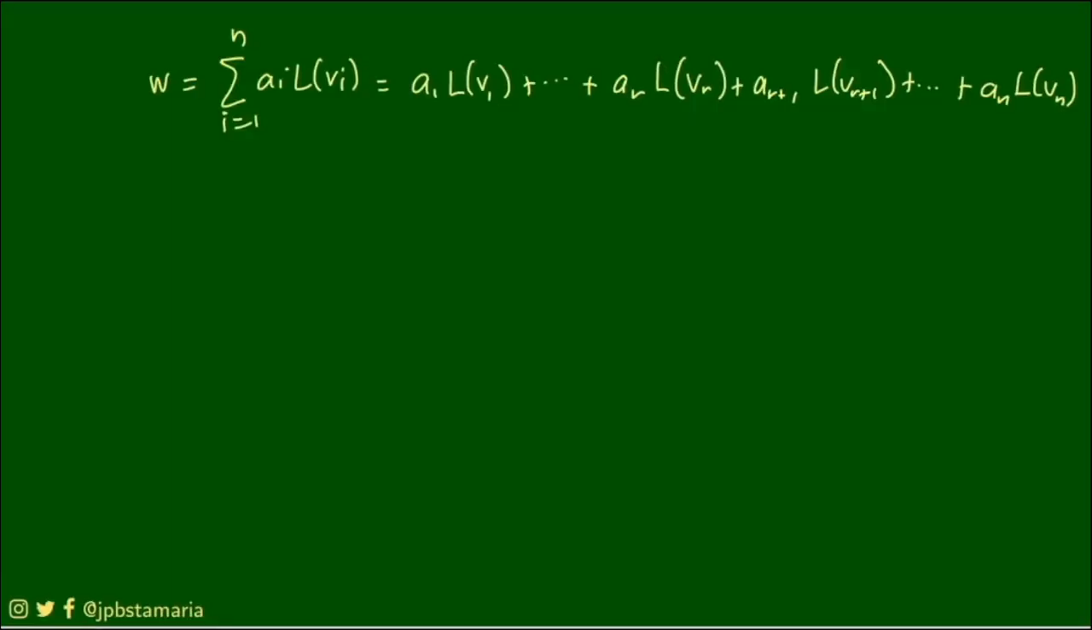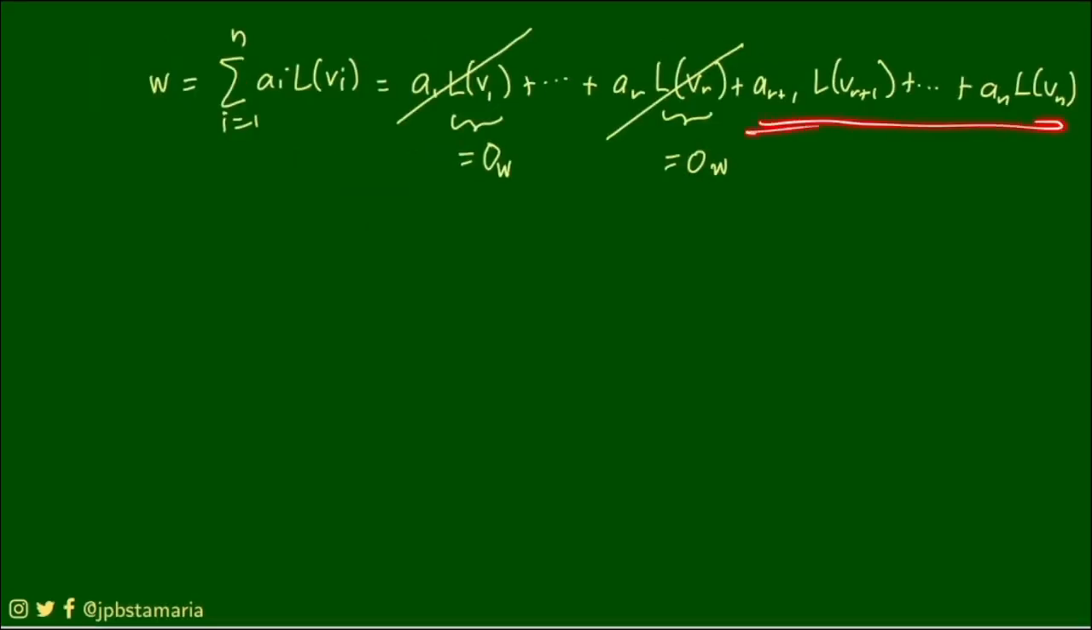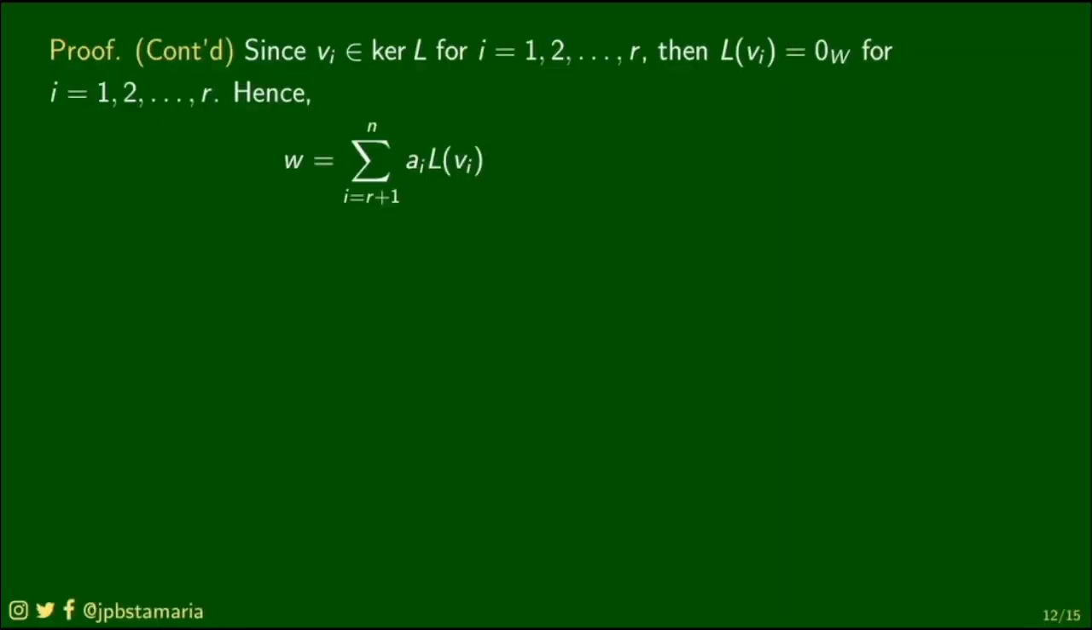So if they are in the kernel, these vectors will simply be mapped to 0 in W. So all of these are 0. So what we are left with is that W is nothing but the sum of a_i L(v_i), i from r plus 1 to n. So that's what happened here. This is the only thing that will be left, from r plus 1 up to n.